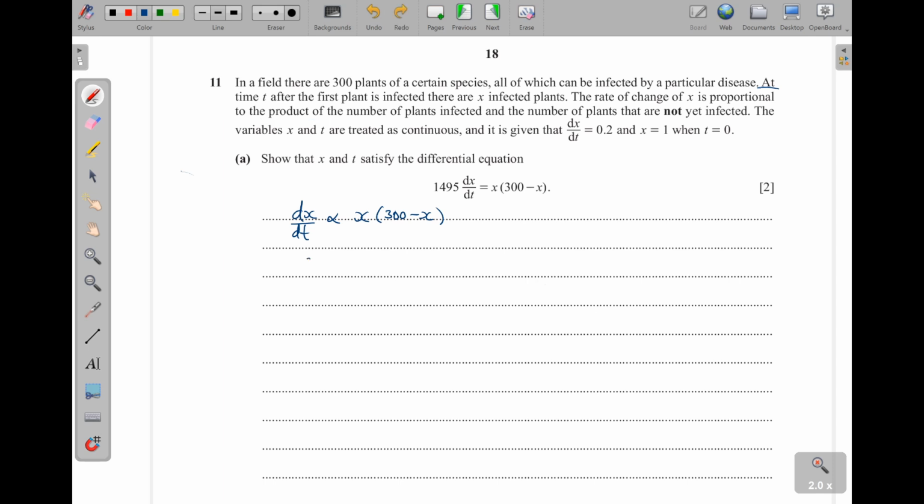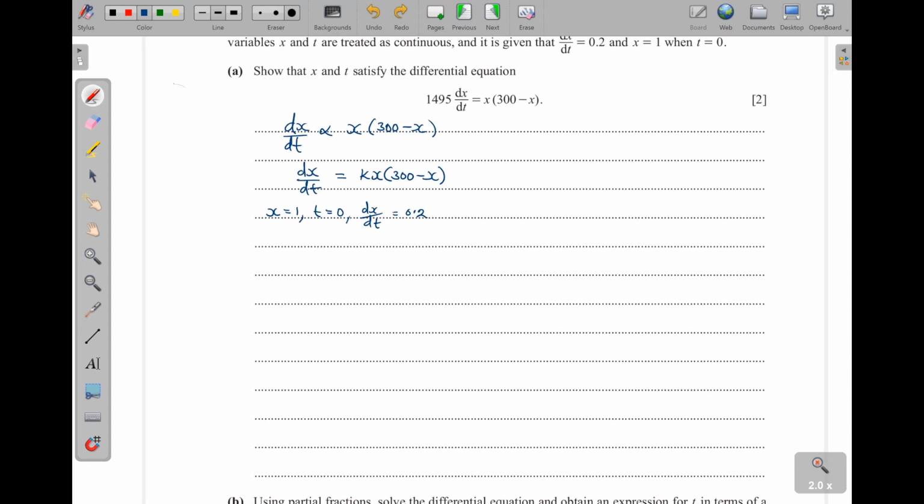Now to remove the proportionality sign, I will put a constant, which constant I have to find. So kx into 300 minus x. We are given that when x is equal to 1, t is equal to 0, then dx/dt is equal to 0.2. These things are given here. Now I substitute in here. These given values are the ones that are going to help me find the k. So I'll put 0.2, which is equal to k.